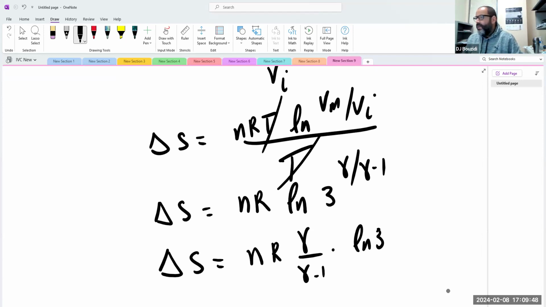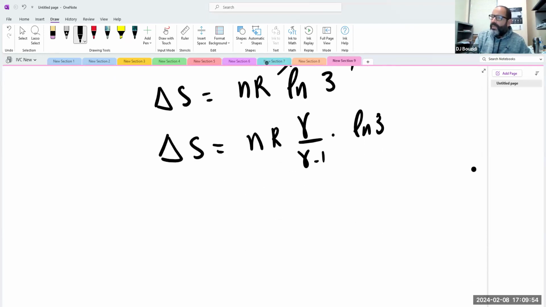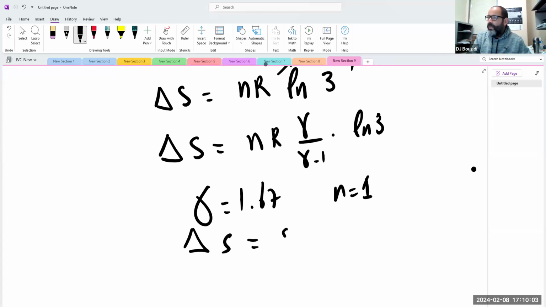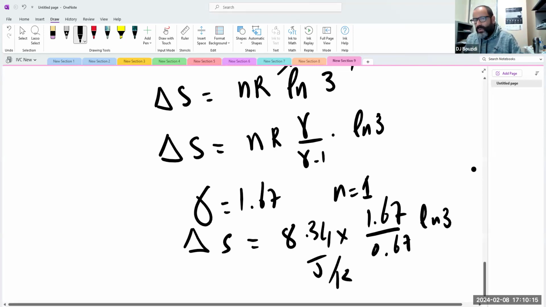And you don't even have gamma. They didn't even tell you what type of gas it is. So if it is a monoatomic gas, gamma is equal to 1.67. And you can do the math in here. And if I take n equal to 1, then obviously the change in entropy is going to be equal to 8.314 times 1.67 divided by 0.67 times ln of 3. So it's a number, okay? It's going to be in joules per Kelvin, okay? So hopefully you guys can finish this calculation.